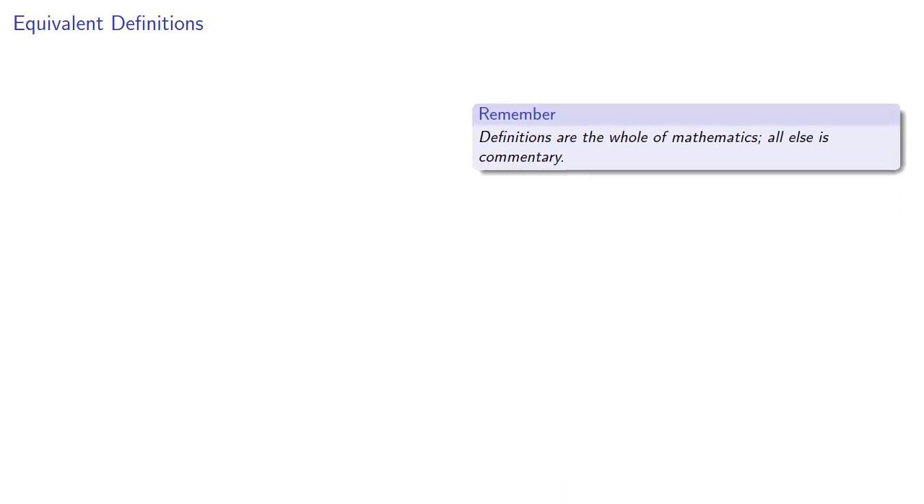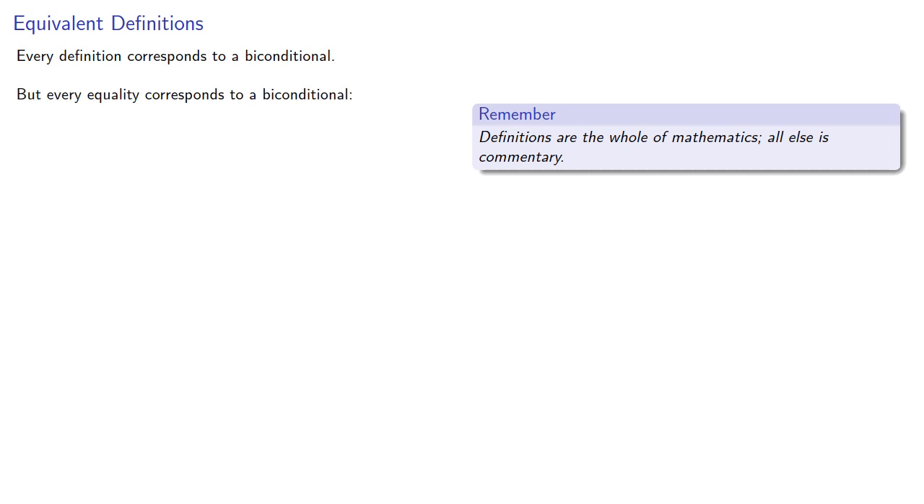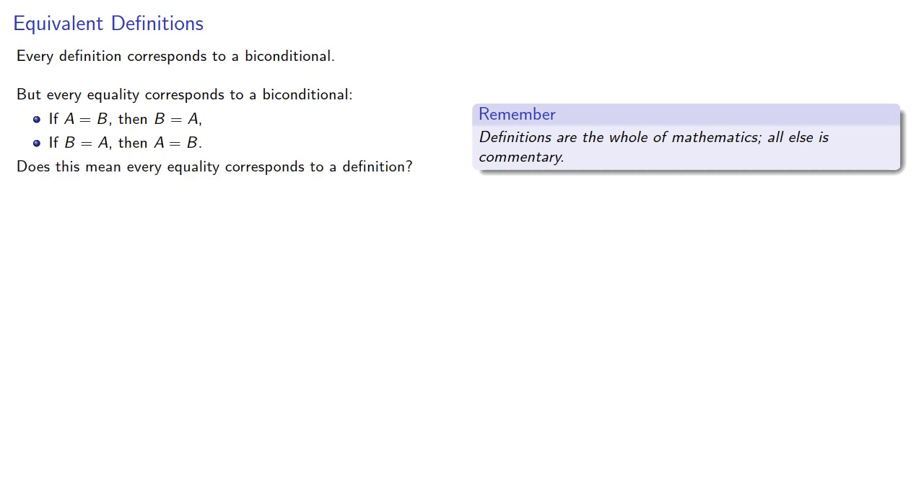Now remember, definitions are the whole of mathematics, all else is commentary, and they're so useful because every definition corresponds to a biconditional. But every equality also corresponds to a biconditional. If A equals B, then B equals A, and conversely, if B equals A, then A equals B. Does this mean every equality corresponds to a definition? It's complicated.